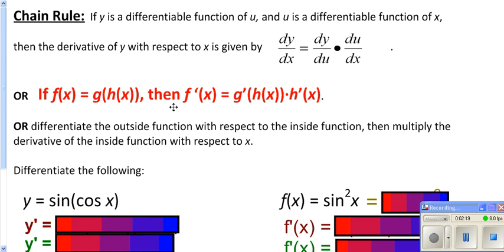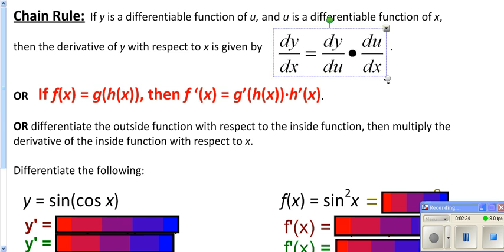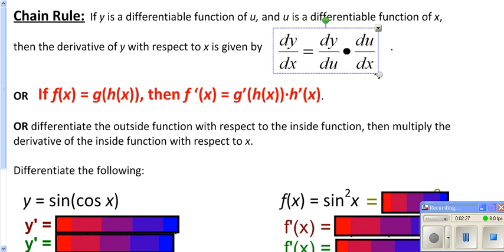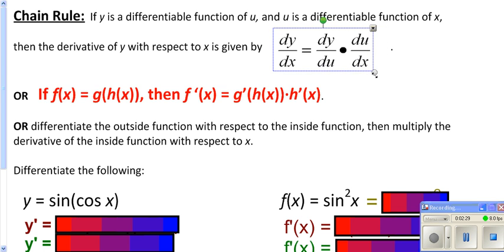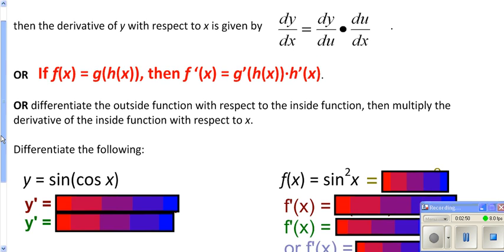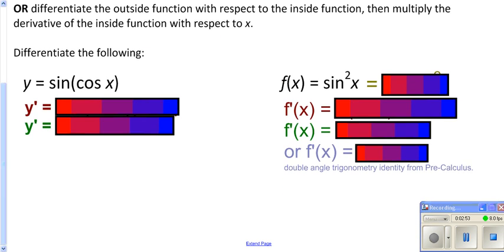Your chain rule can be represented in different ways. One way is with dy/dx = dy/du times du/dx. It can also be represented in function notation, and that's what we have right here. Depending upon the context that you're dealing with, you may want to use one or the other. But they both really mean differentiate the outside function, then multiply it by the derivative of the inside function. So derivative of the outside times the derivative of the inside.